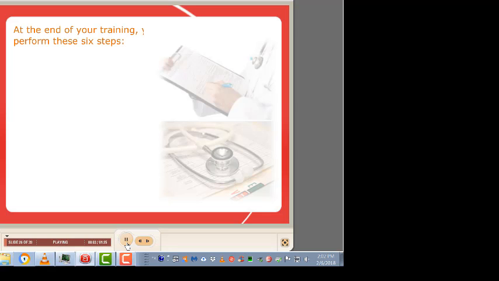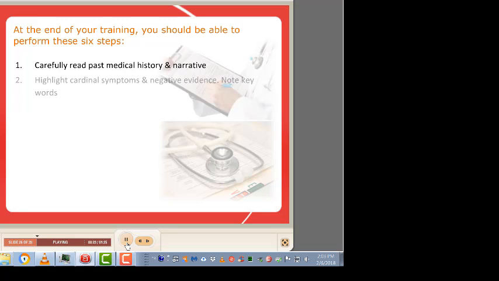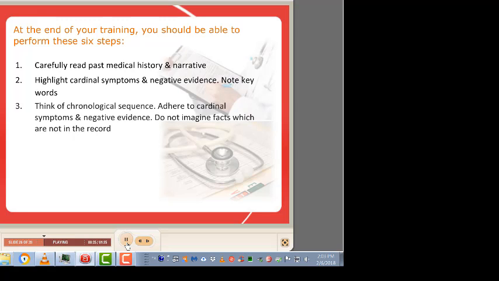Years of experience with the Million Death Study have shown us the most efficient, accurate, and reliable way to code causes of death is by following the 6-step process we will teach you in this program. The 6 steps are: 1. Carefully read the past medical history and the narrative included in the record. 2. Highlight cardinal symptoms and negative evidence. Note keywords. 3. Think of the chronological sequence of events. Adhere to the cardinal symptoms and any negative evidence.